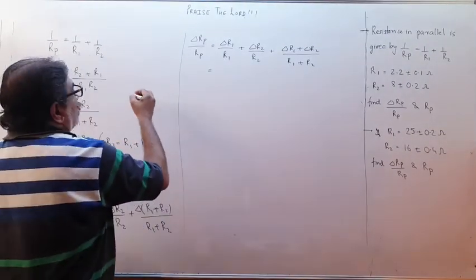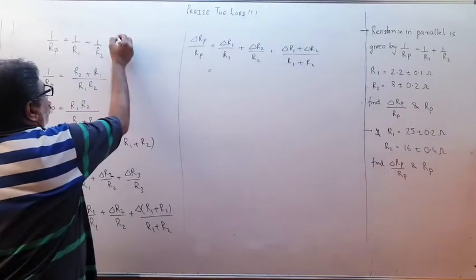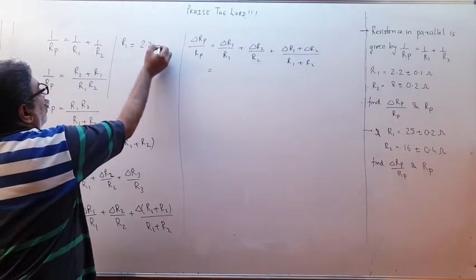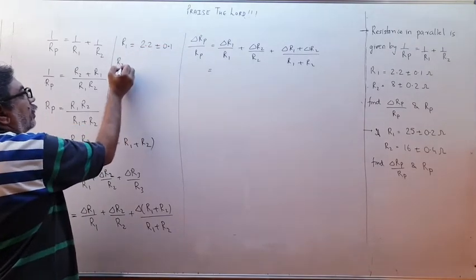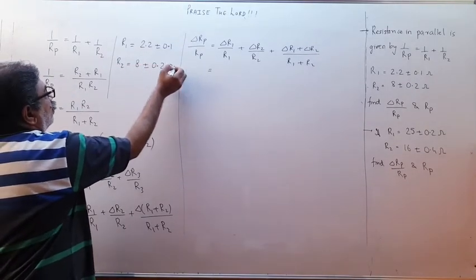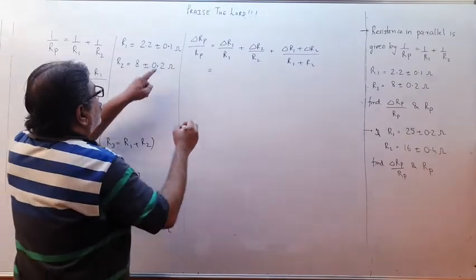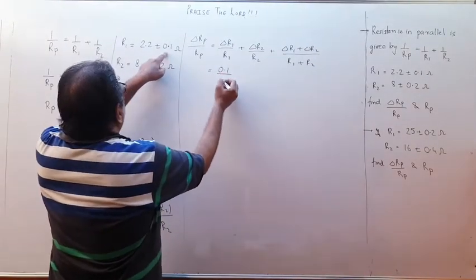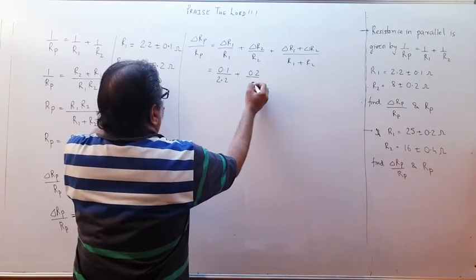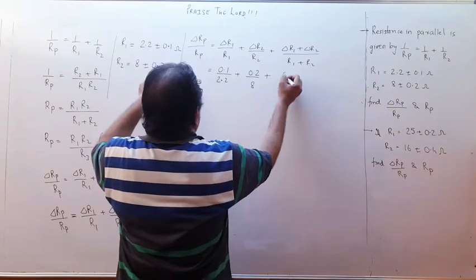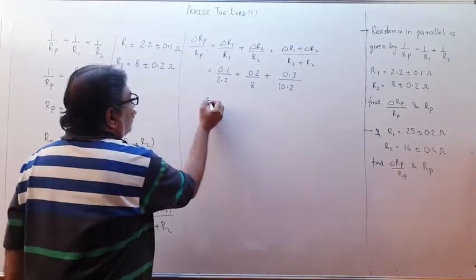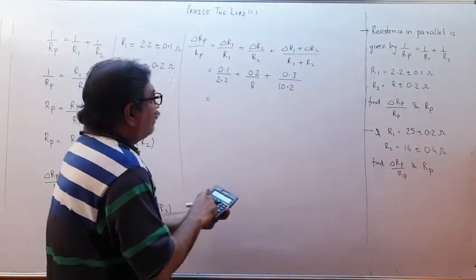Now if I want this, I will place the values. Delta R1 is given to me, R1 is how much? Let me write over here. R1 is given to me as 2.2 plus minus 0.1 and R2 is 8 plus minus 0.2. Of course, ohm is there. So let us put: this is delta R1, 0.1, R1 will be 2.2, plus 0.2 upon 8, plus the summation of these, this will be 0.3, upon R1 plus R2, 10.2. And we can get this value.